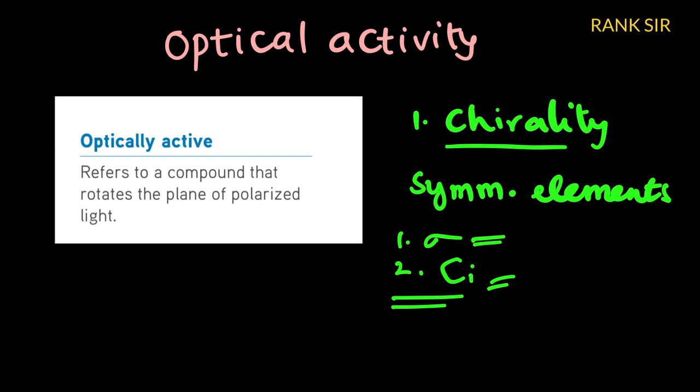Plane of symmetry, what is that? When you pass a plane through a molecule, it divides it into two equal parts, and they are mirror images of each other. If it is present, that means it is achiral. If it is absent, that means it is chiral.